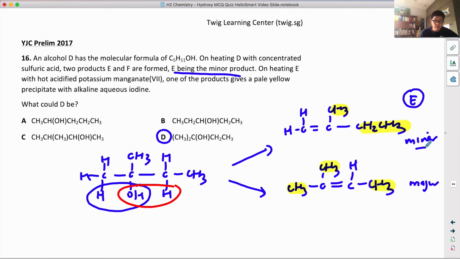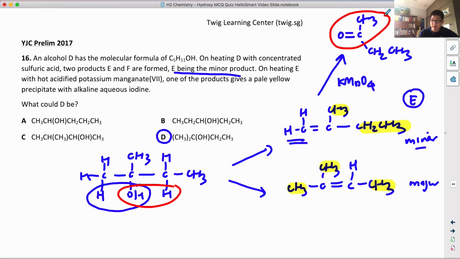Now you're going to heat it with hot acidified potassium manganate, hot KMnO4. When you heat it with KMnO4, what you get on this side will of course become CO2. On the other side, you get C=O, CH3, CH2, CH3. Can you see that? And one of the products gives a pale yellow precipitate with alkaline iodine. This is definitely possible because this one is your methyl ketone. So that's how we got the answer. It's actually D. You can try the rest and you can see that it won't give you the answers. Okay, let's look at the next one.